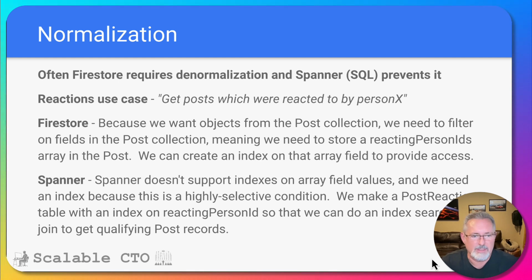Normalization is the other big thing. Often Firestore requires you to denormalize your data, and Spanner actively prevents you from denormalizing your data and requires you to normalize it. But I'll give you an example to try to explain what I mean by that.